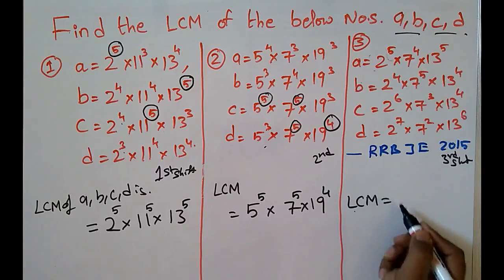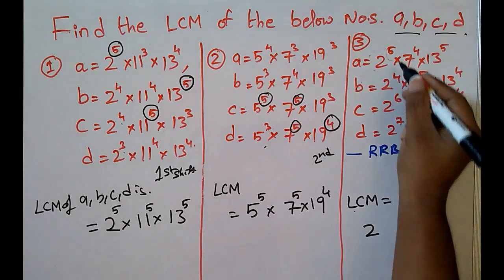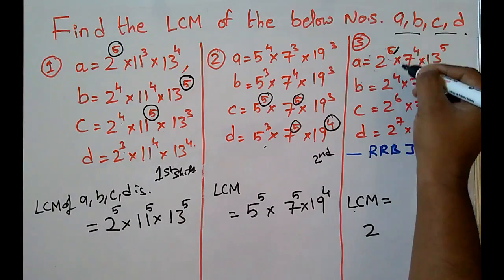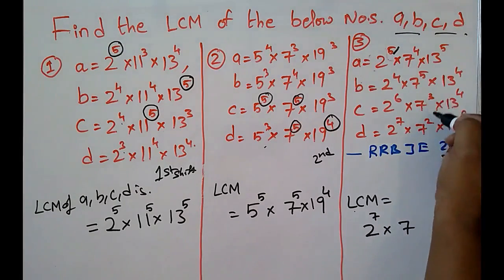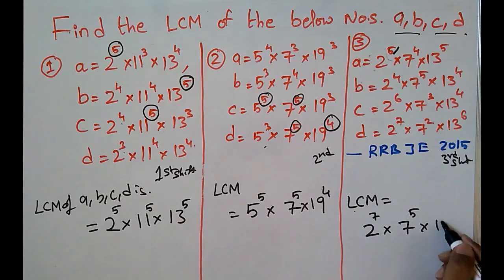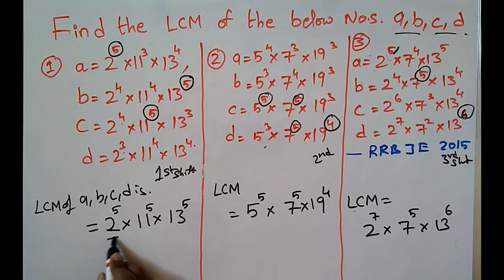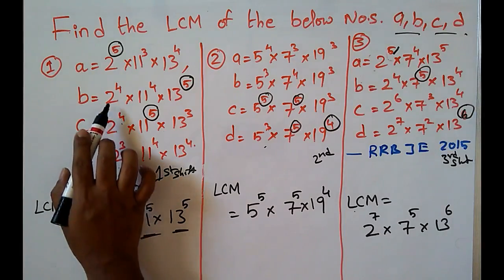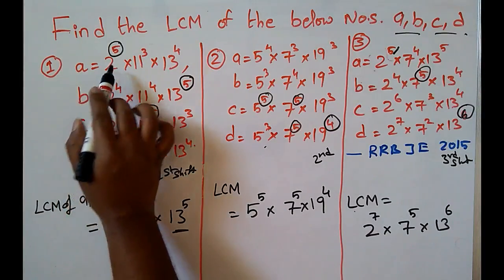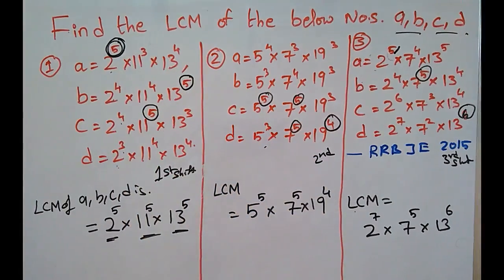Here the LCM is given by 2 power, which is greater, friends, 5, 4, 6, 7. Out of that, 7 is greater. 7 power 5. 13 power 6, since 6 is greater than 5, 4. All you have to do is write the prime factors and check for each corresponding prime number which has the highest power.